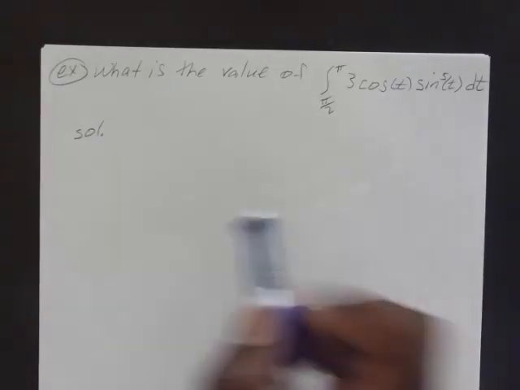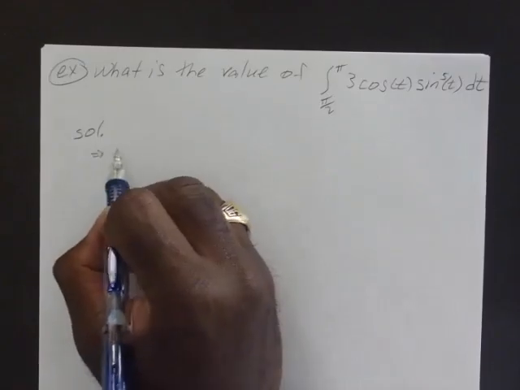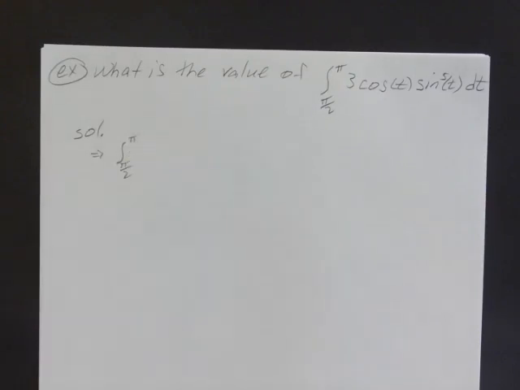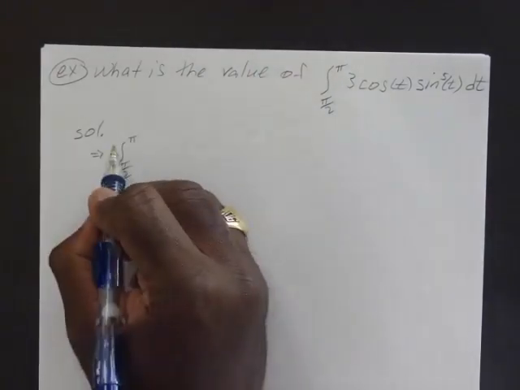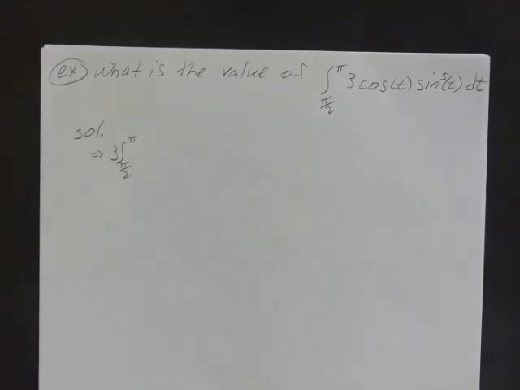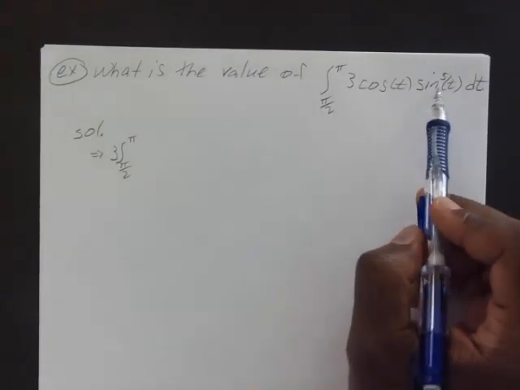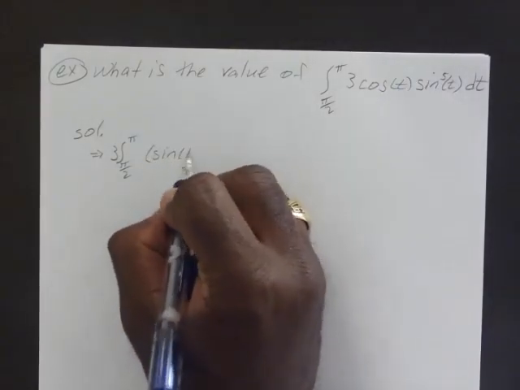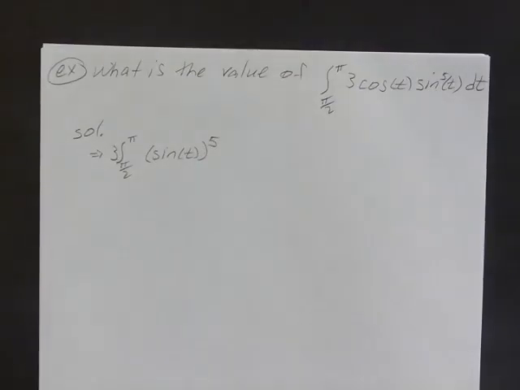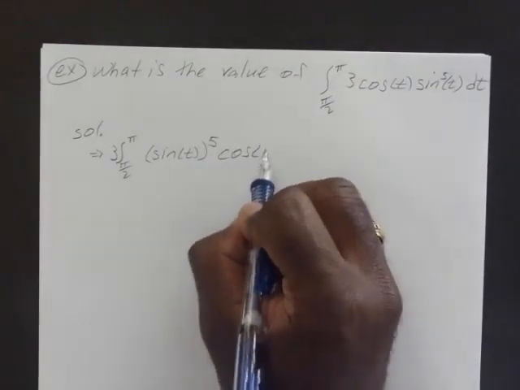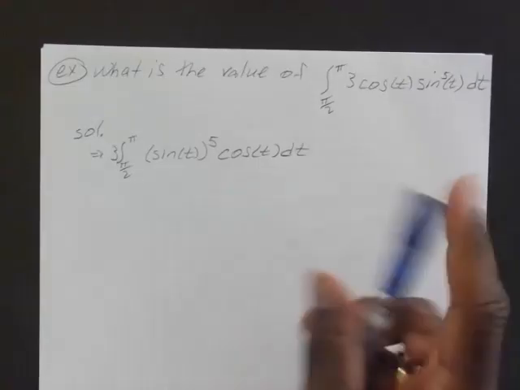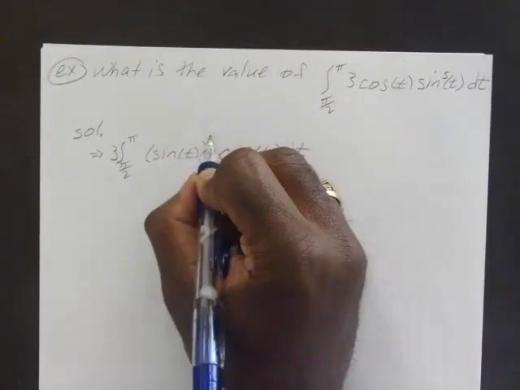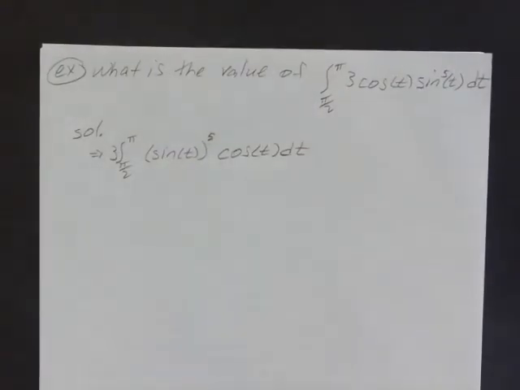Okay, so remember you can rewrite this. So that'll give you the integral from pi over 2 to pi. That 3, we can factor that right on out to the front. And we can switch these up and rewrite that as sine of t to the 5th power times cosine of t dt. And make that 5 a little bit smaller. There we go.